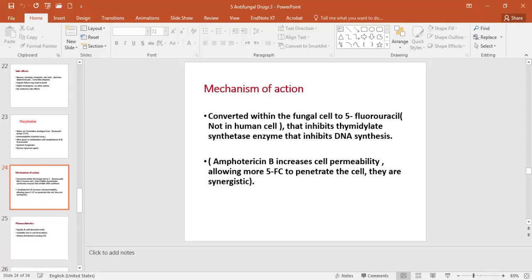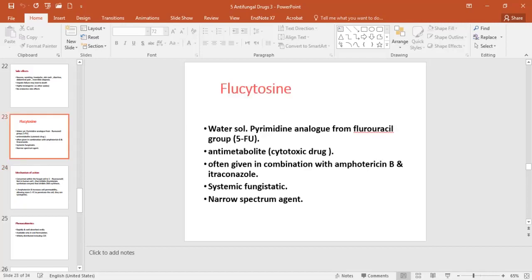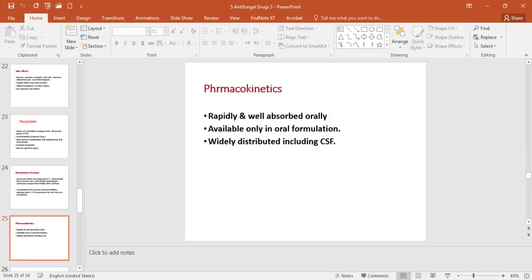It works by conversion within the fungal cell to 5-fluorouracil, but not in the human cell. That inhibits thymidylate synthetase enzyme, which inhibits DNA synthesis. Amphotericin B increases the cell permeability, allowing more 5-fluorocytosine to penetrate the cell, and they are synergistic. They have a synergistic effect, flucytosine and amphotericin B.